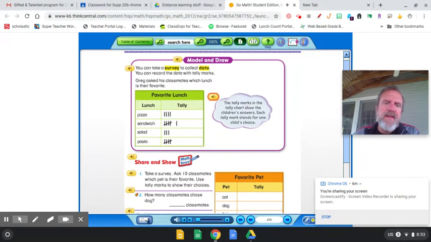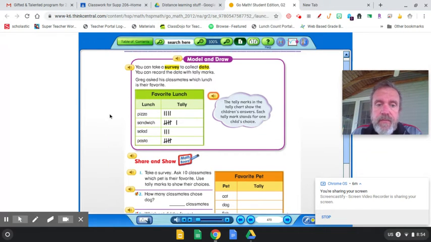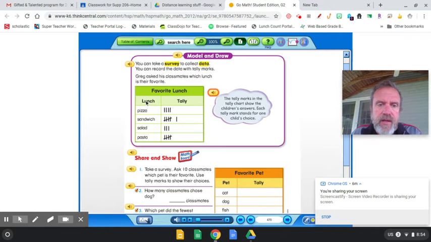So if we look at this tally chart, it's about favorite lunches. What were the choices that they could choose from? Well, we would come over here under the word lunch, and we would see pizza, sandwich, salad, or pasta. Those were the only choices. If there were more, they would list them, or if there was an other, which would be anything but those, they would put that too. So these were the 4 choices these classmates were given.